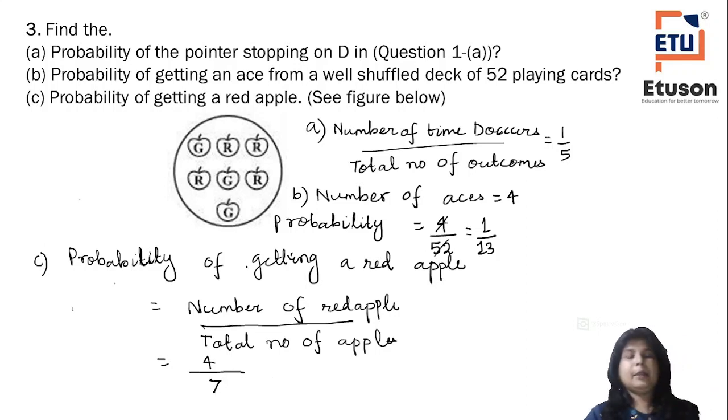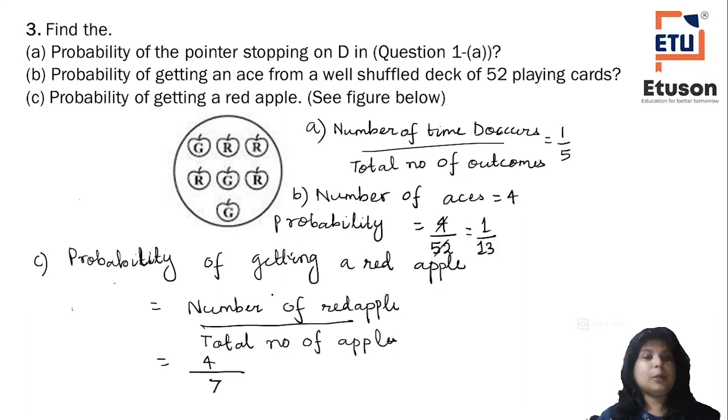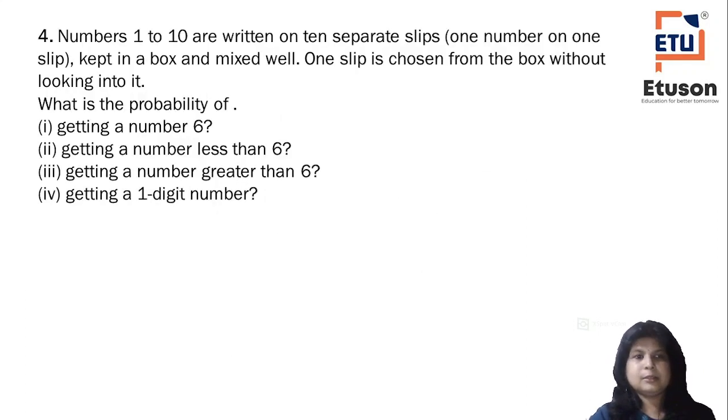If I had asked you what is the probability of getting a green color apple, then in that case what would the probability have been? How many green apples are there? 3, right. So what is the total number of apples? It is 7. So in that case it would have been 3 by 7. Correct, children? Okay. So now let us go to the next question.